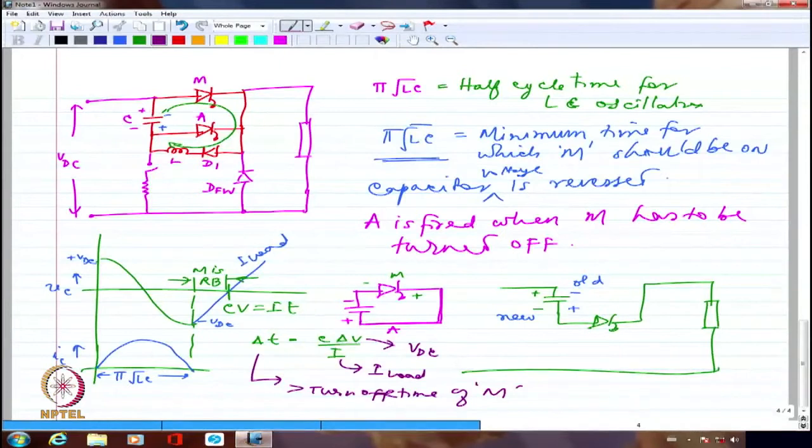I hope I have mentioned that. If I have not mentioned it, then it's not. I should say highly inductive load with a resistance component of so and so. If I say highly inductive load, it is a given that the load current is devoid of ripple. It will not have ripples. The ripples can be neglected.